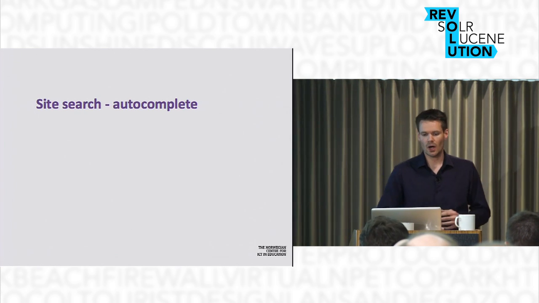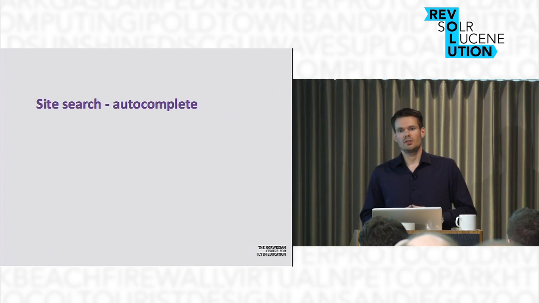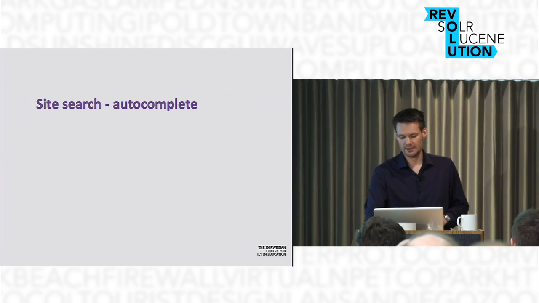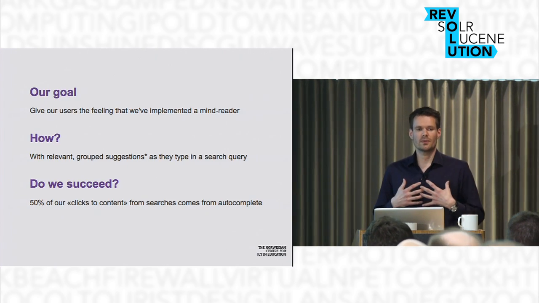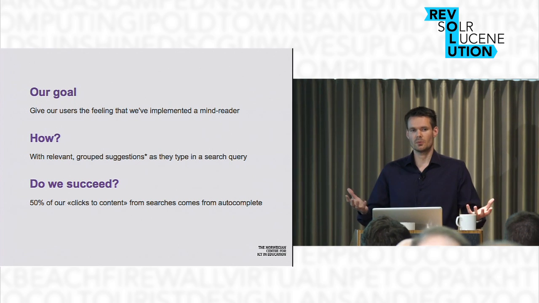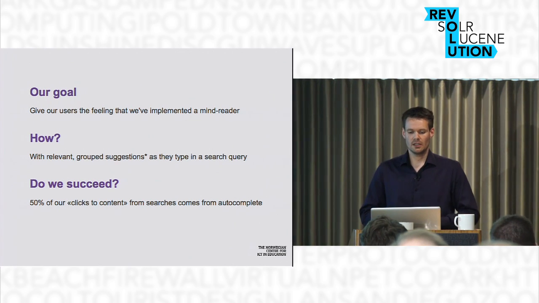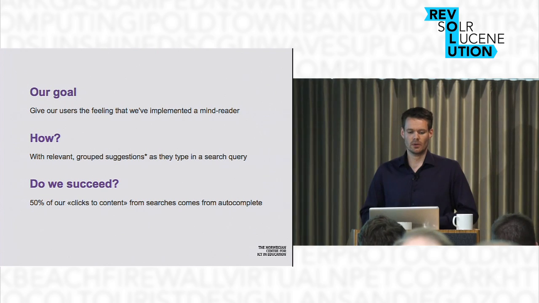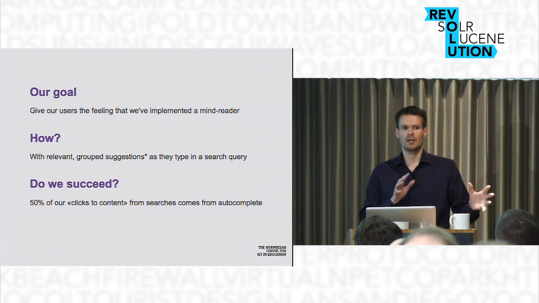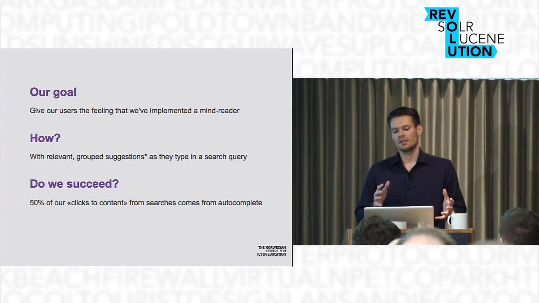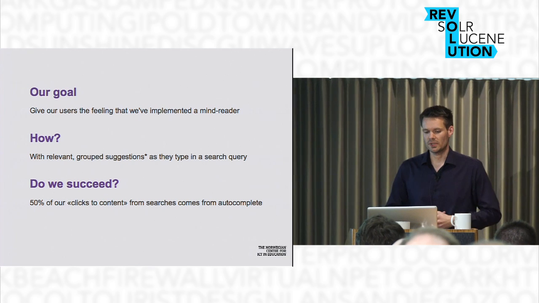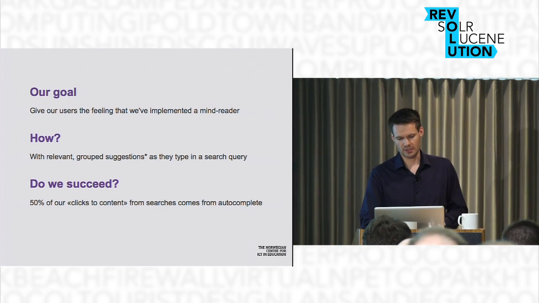So the autocomplete. Normally, when you see autocomplete, you get an auto-suggest function that will just suggest terms for you. We wanted a bit more than that. We want to give our users the feeling that we can read their mind. So we don't want to simply show them terms. We want to show them the documents. We'll suggest documents based on what they're querying. And 50% of our clicks to content from searches actually come from the autocomplete feature. So people don't need to go to the normal faceted search in order to find what they need. They can do it by just using the autocomplete feature.